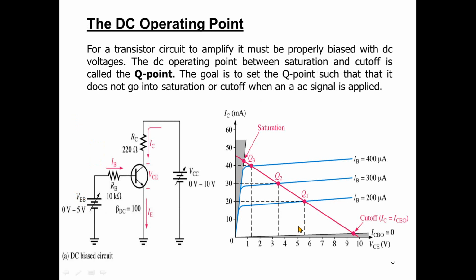And the DC operating point. For a transistor circuit to amplify, it must be properly biased with its DC voltages. The DC operating point between the saturation region and the cutoff region is called the Q point. So the goal is to set the Q point so that it does not go into the saturation level, or get into the cutoff region, when the AC signal is applied. This is the condition for an operating point.